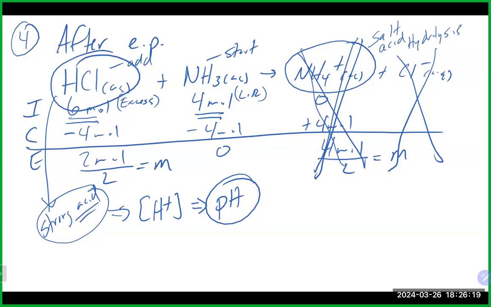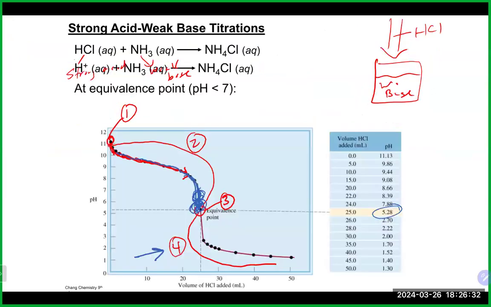Before the equivalence point requires at least one ice table. Really, the purpose of that ice table is to figure out the concentration of the buffer you just made. And once you have the concentration of the buffer before the equivalence point, you could go into the Henderson-Hasselbalch, or your choice, you can do another ice table.